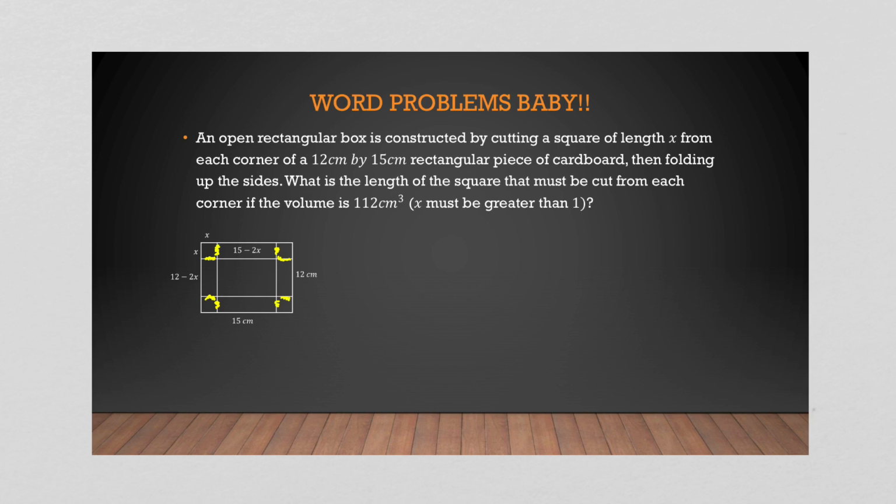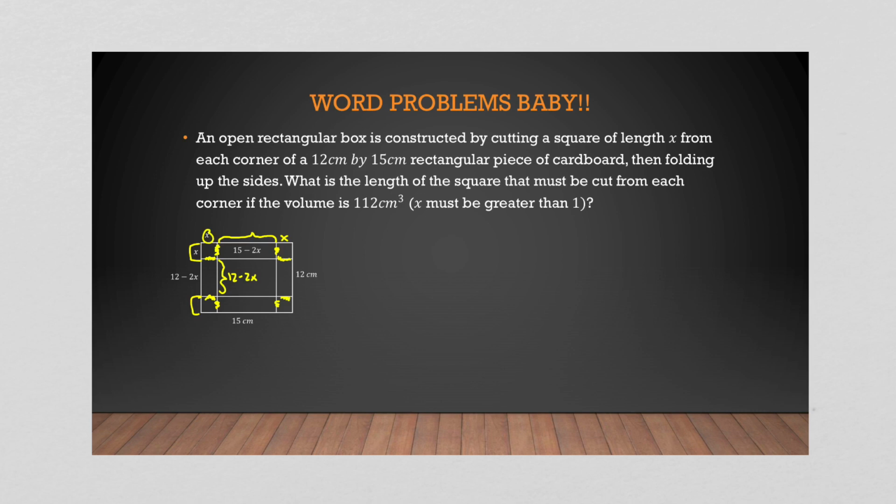And what you end up with is a length of your box of only this chunk, which is 15 minus 2x, because we take x off of here and we take x off of here. You end up with an inner flap here of 12 minus 2x because you take off an x here and you take off an x here. And then the height of your box becomes x because that's how much you've flipped up.